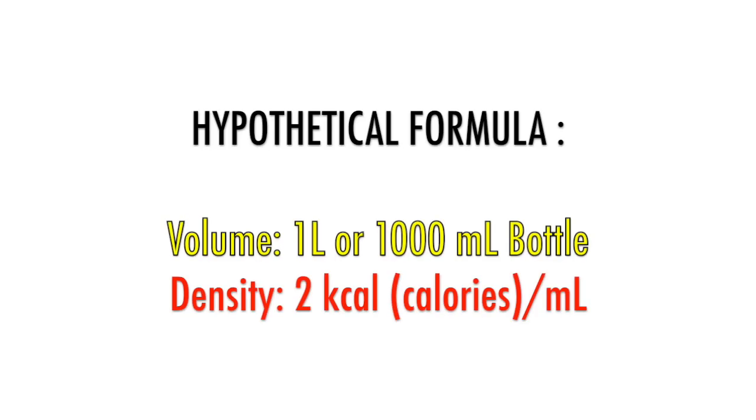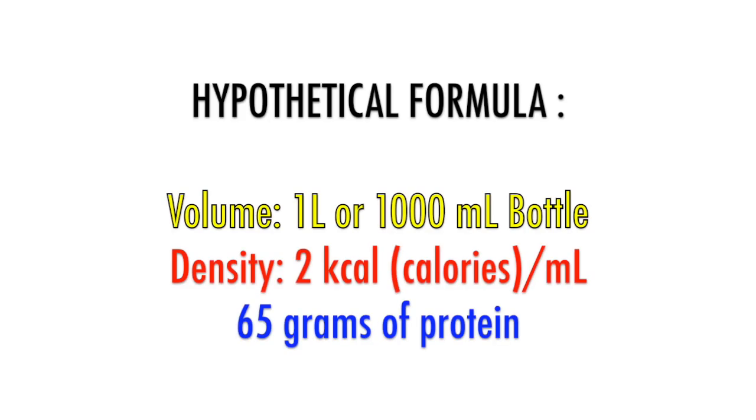The formula that we've picked, just making up a formula, comes in a 1 liter bottle. Its density is 2 kcal per ml. It has 65 grams of protein in that big liter bottle, and this is a formula that you have selected for Lily.